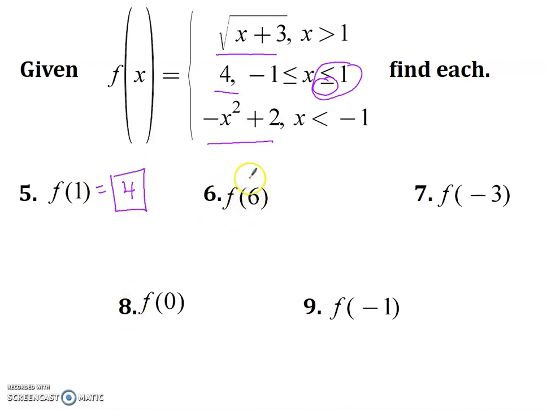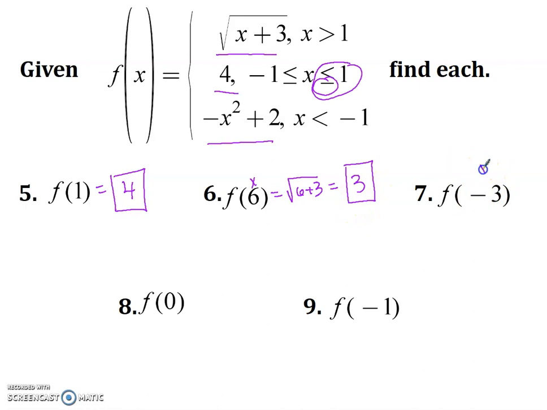Okay. So for f of 6, these little values right here, these are the x values. So you're looking to see which inequality it falls in. So 6, that's greater than 1, so I'm going to use this equation right here. So I'm going to plug in 6 for x. That'll give me the square root of 6 plus 3, which is the square root of 9, which is just going to be 3.